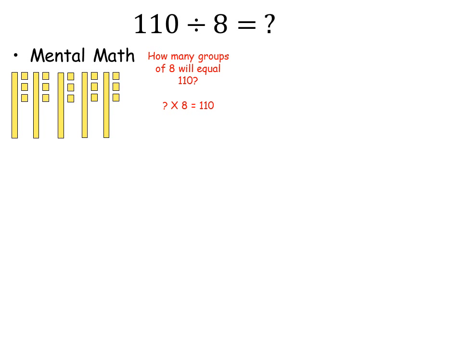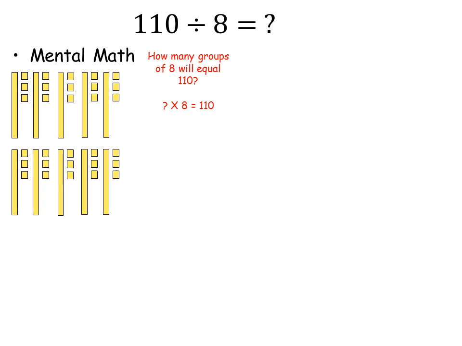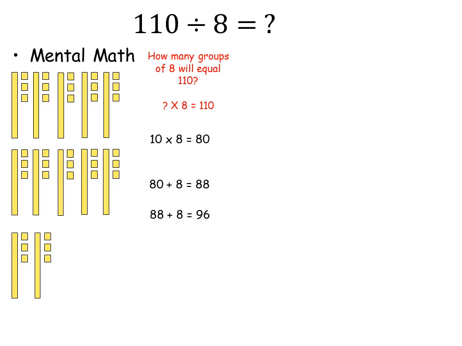Okay, so there's 1, 2, 3, 4, 5 groups of 8. That gives me 40. I can do another 5 groups of 8, which would give me 80. So I'm trying to get closer to 110. So 10 groups of 8 is 80. I can add another group of 8 for 88, and I can keep adding groups of 8 until I get as close to 110 as possible.